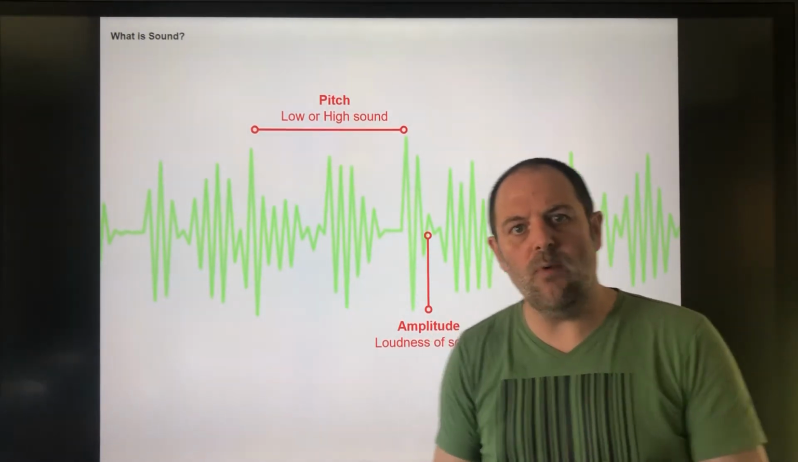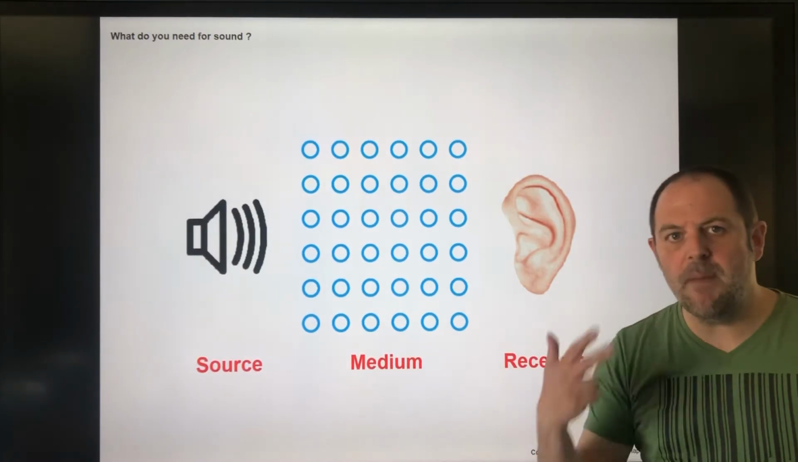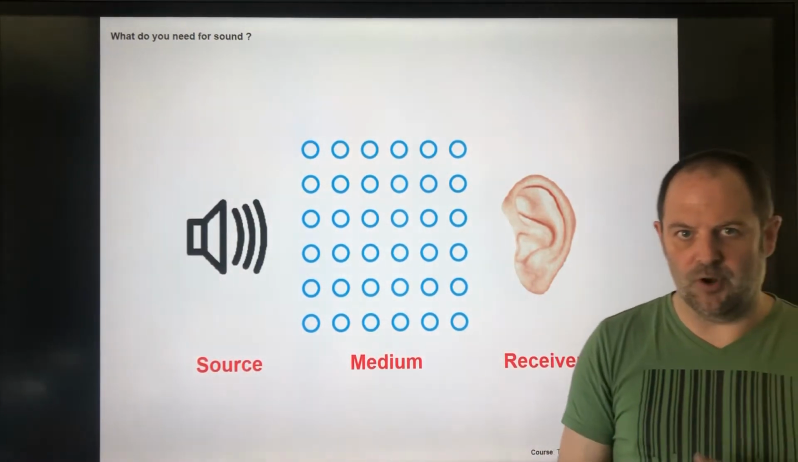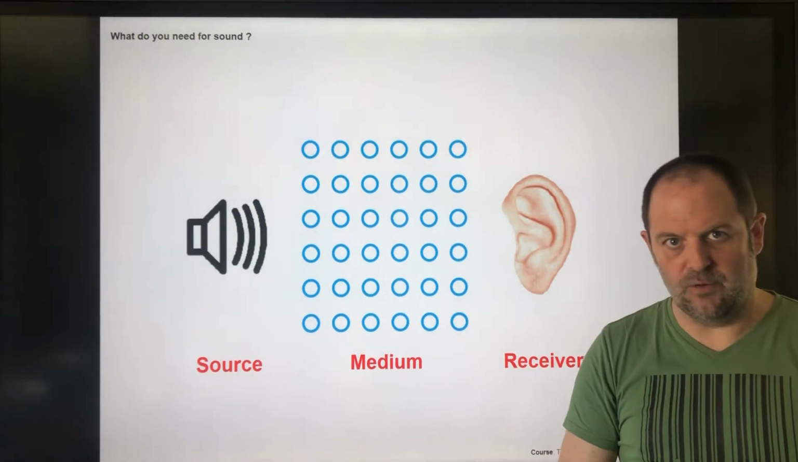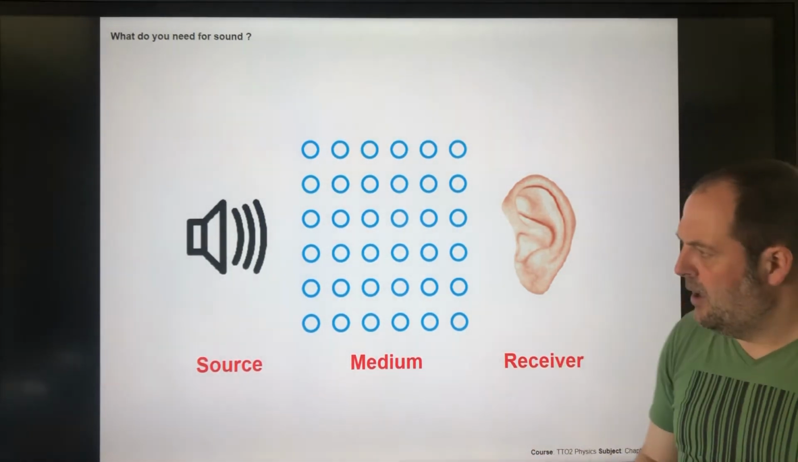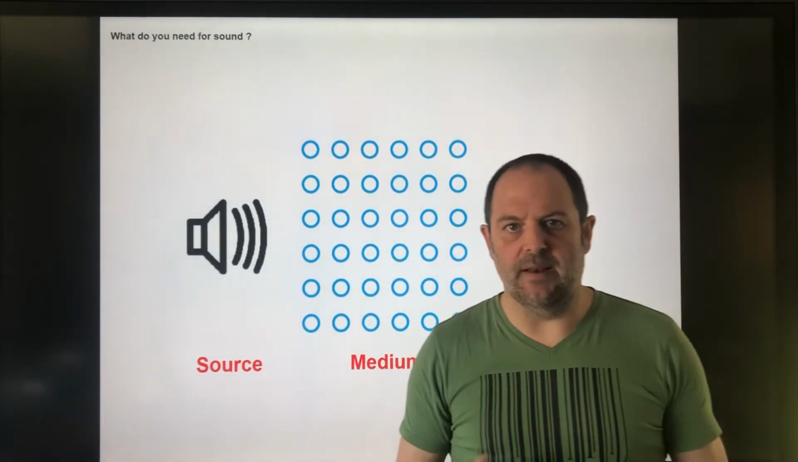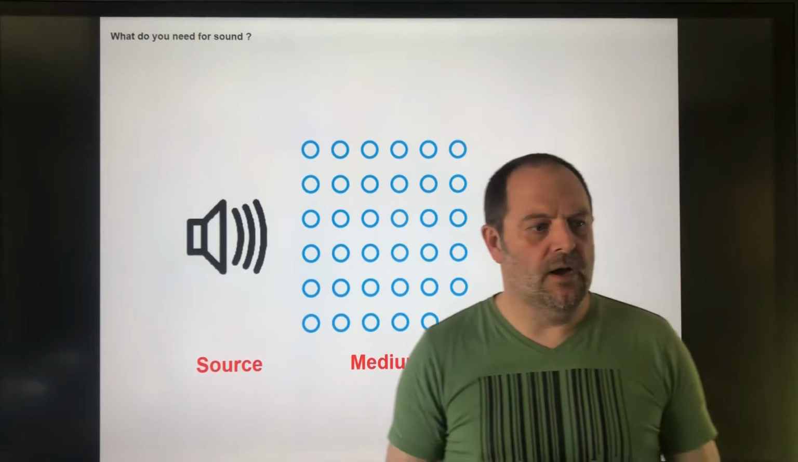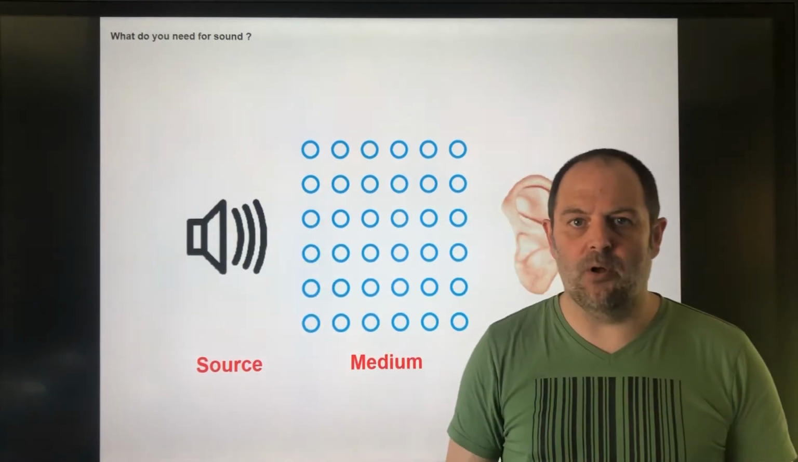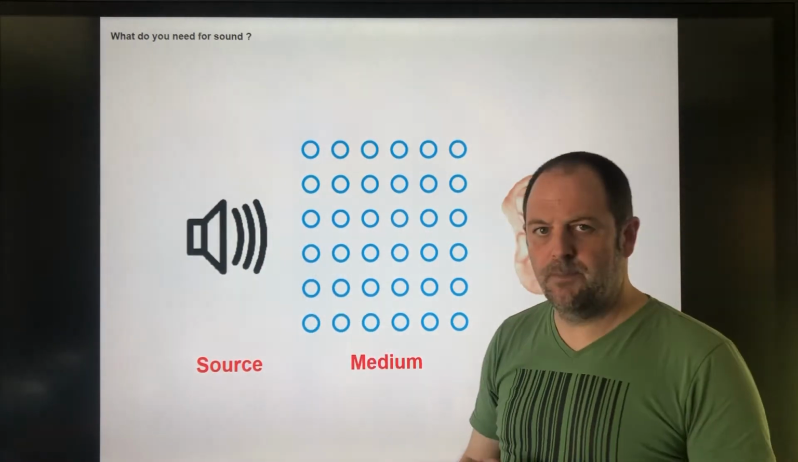Okay, so we already know a few things about sound. But there are three main things that you need for a sound, otherwise you can't experience the sound. First of all, you need something that starts the vibration. Something that starts the vibration, we call that the source. And that can be everything. That can be my vocals, that can be just you smacking on a table. Something needs to start vibrating. We call that the source.